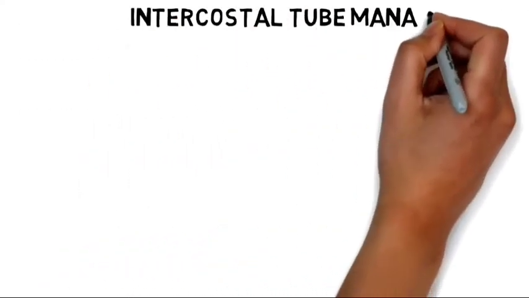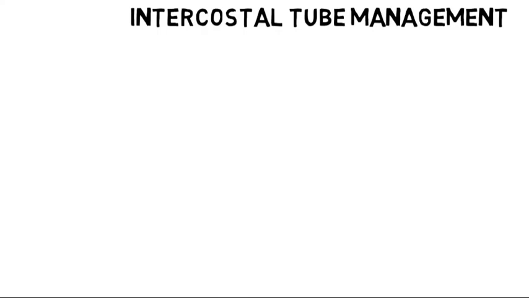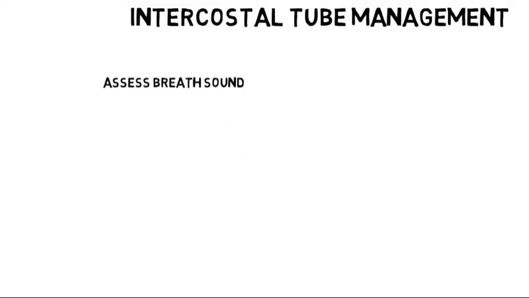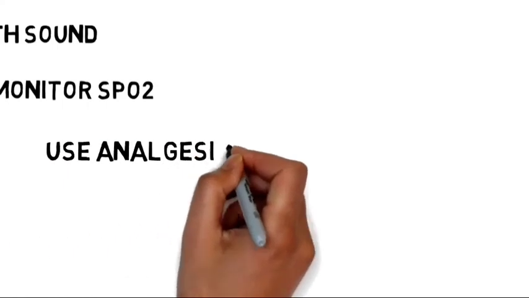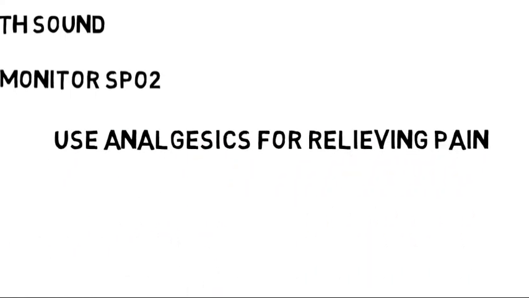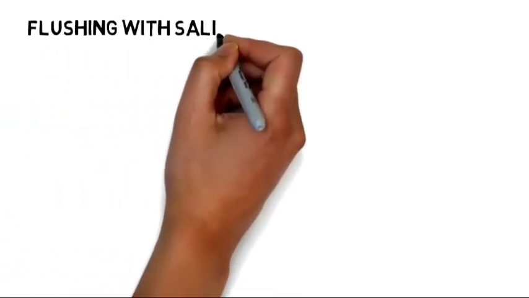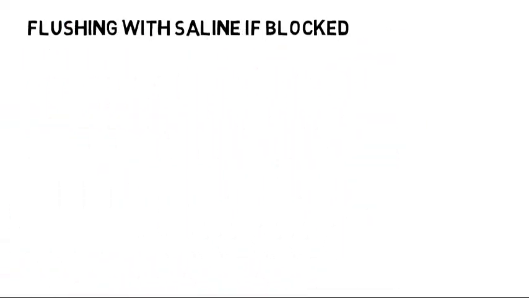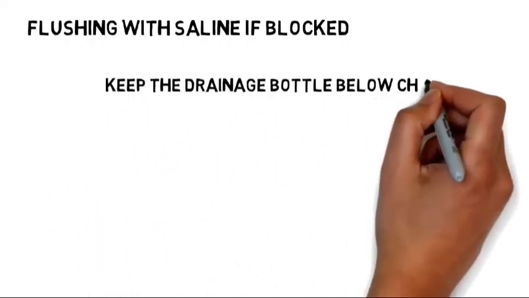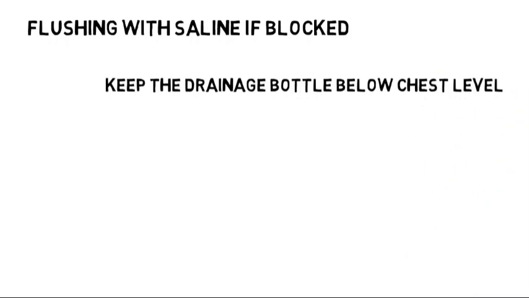Intercostal tube management. First thing is to assess breath sound on the affected side as well as the healthy side. And regular monitoring of oxygen saturation, to use analgesics for relieving pain, flushing with saline if the tube is blocked. Keep the drainage bottle below chest level.